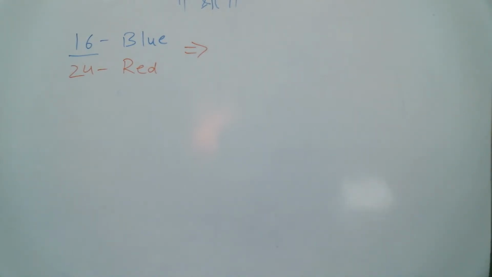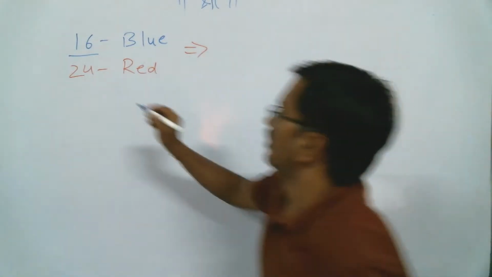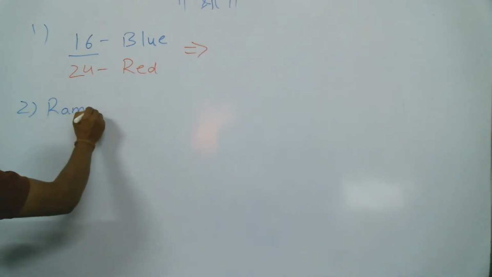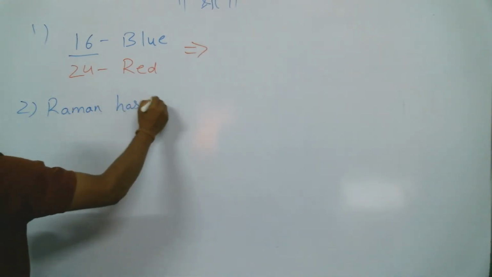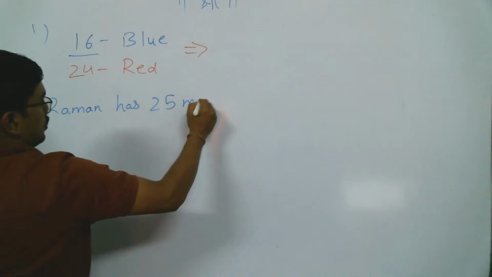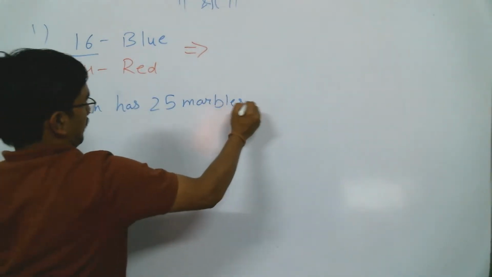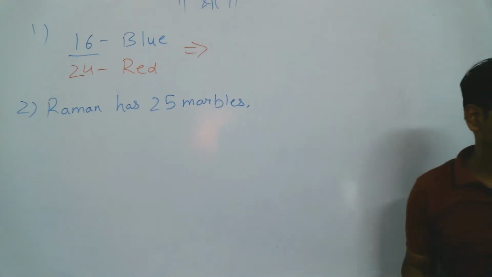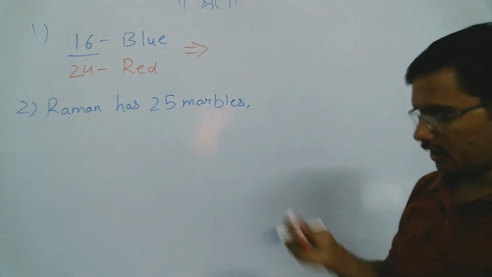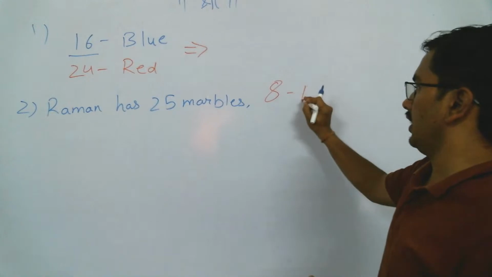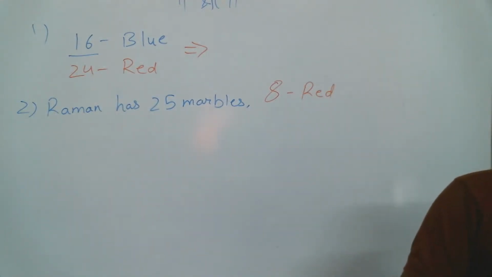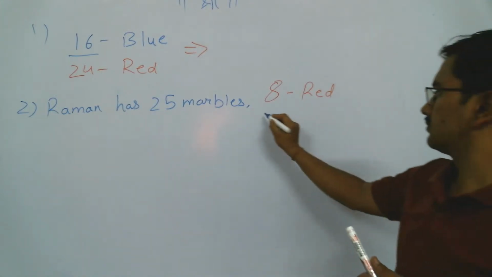Now there is a boy named Brahman. He is having 25 marbles, and out of which 8 are red. So 8 are red, and the remaining are black.